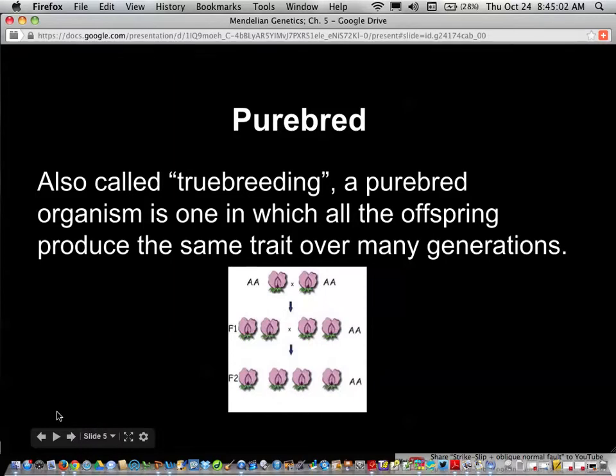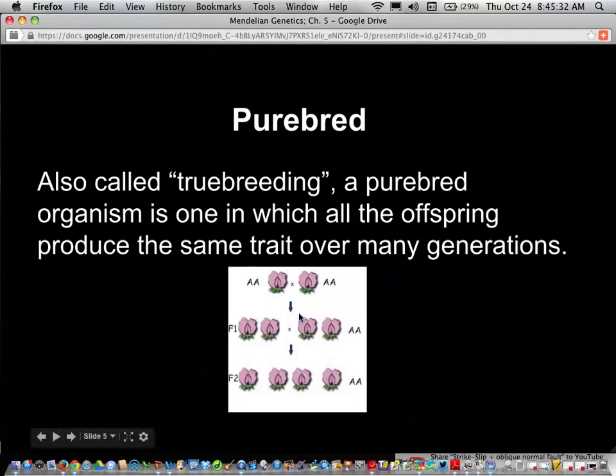Purebred is another vocab word that you'll need to know. Purebred is also called true breeding. A purebred organism is one in which all the offspring produce the same trait over many generations. And we could have said here that a purebred creature is homozygous, either homozygous dominant or homozygous recessive.